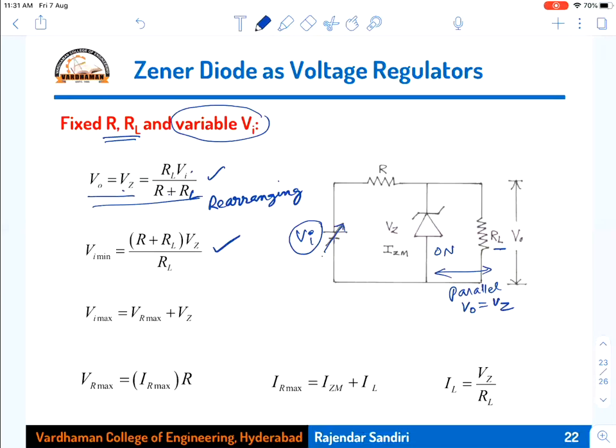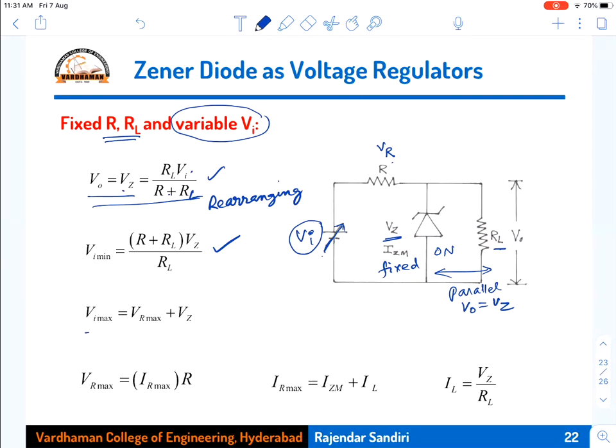Then VI maximum will be VR maximum plus VZ. Generally VZ is constant, fixed. Now if VI is changing, then definitely the voltage across R, VR, should change. So when VI is maximum, VR will be maximum, and VZ is fixed.